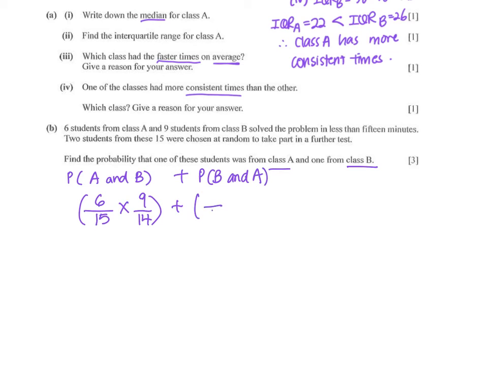Now I have 15 students to choose from, and the second time I choose, there will still be 14 students to choose from. So now I want students from class B. There will be 9 students from class B, and class A will have 6 of them who fit this criteria. And the answer will be 18/35. Have you gotten the answer?